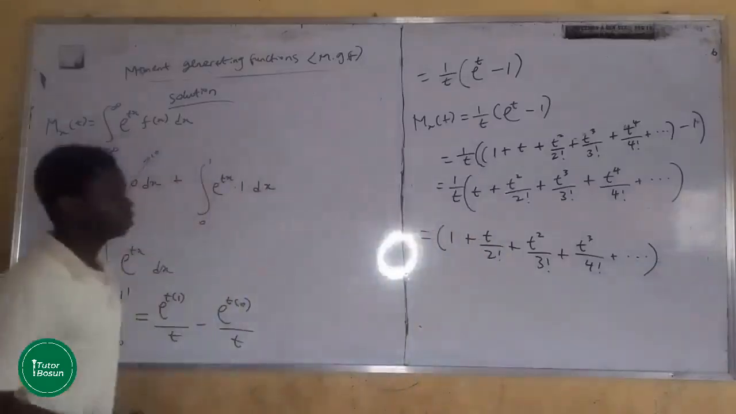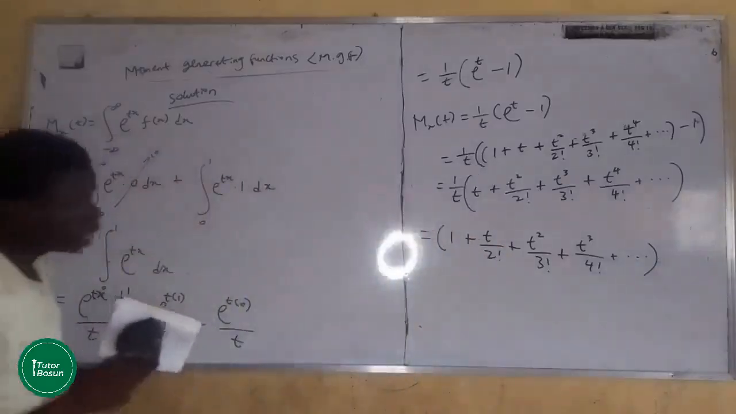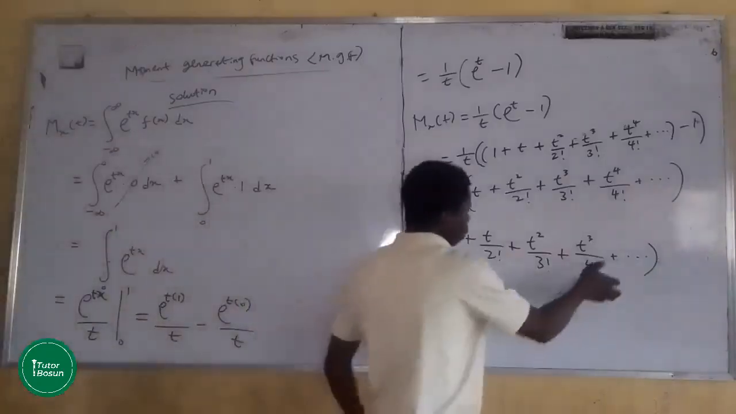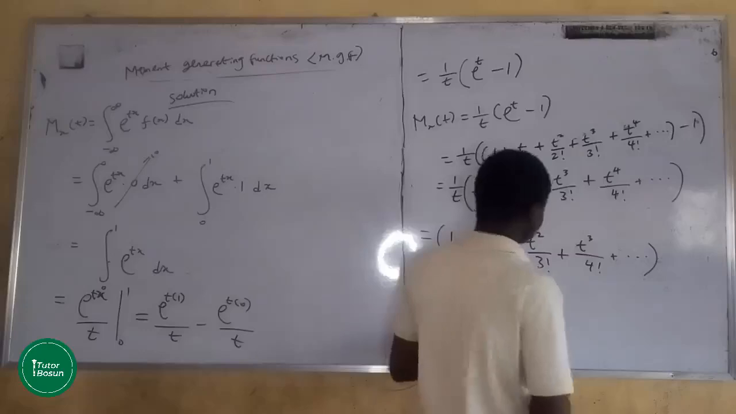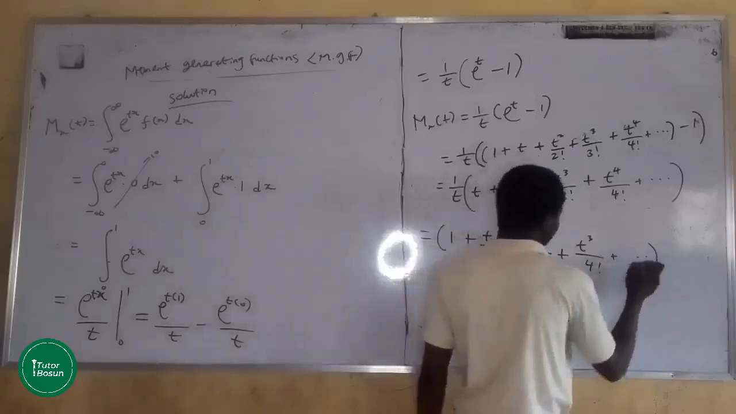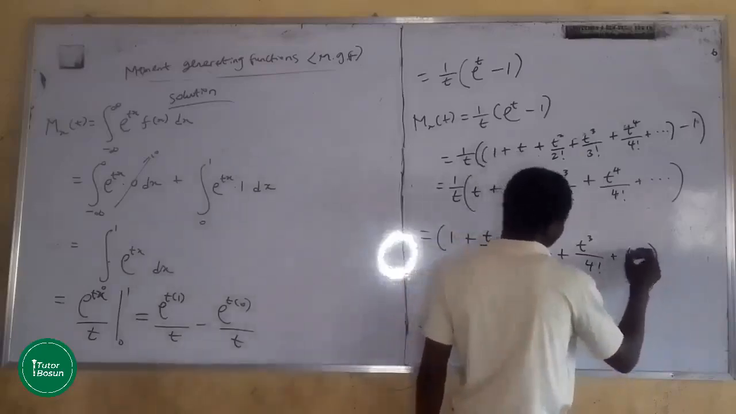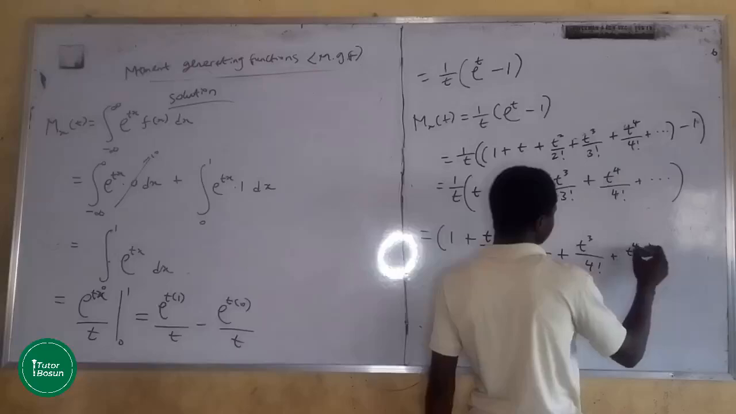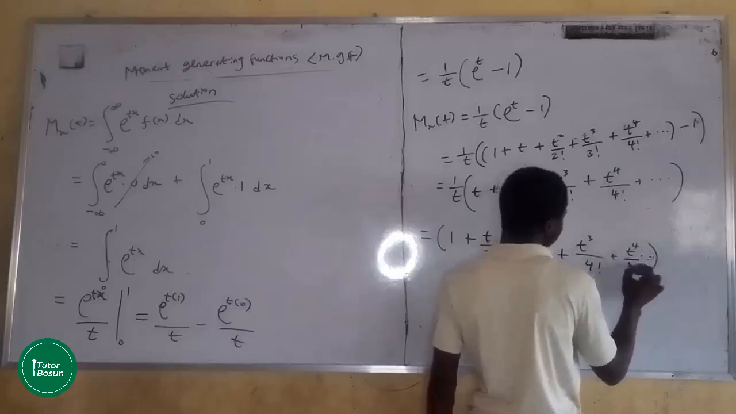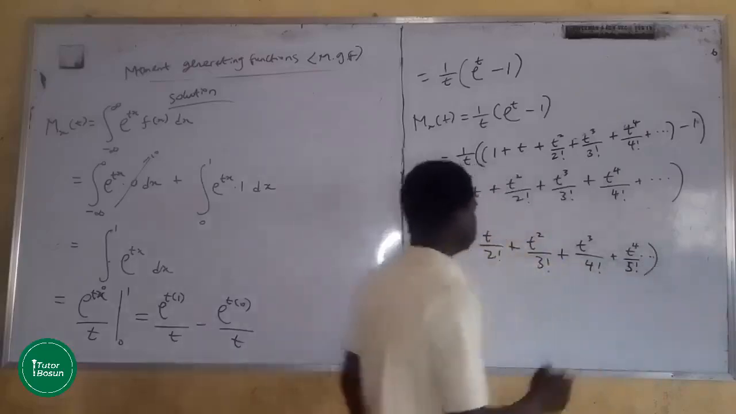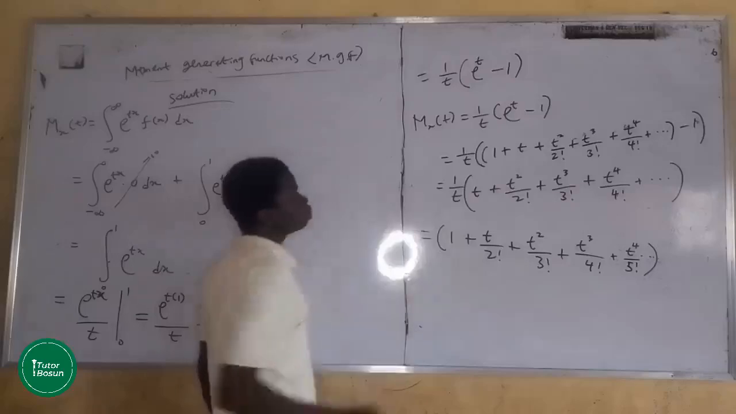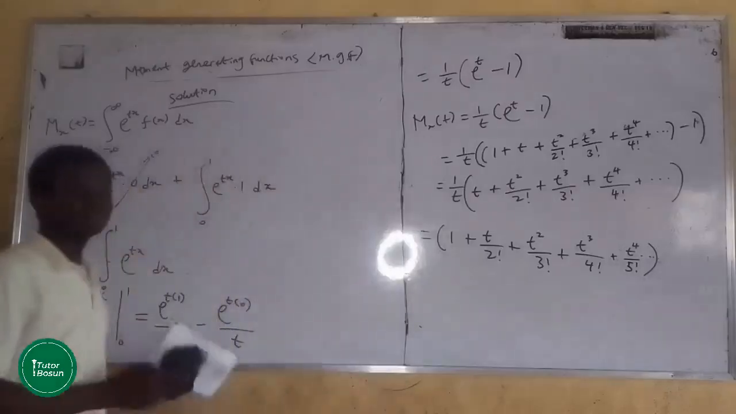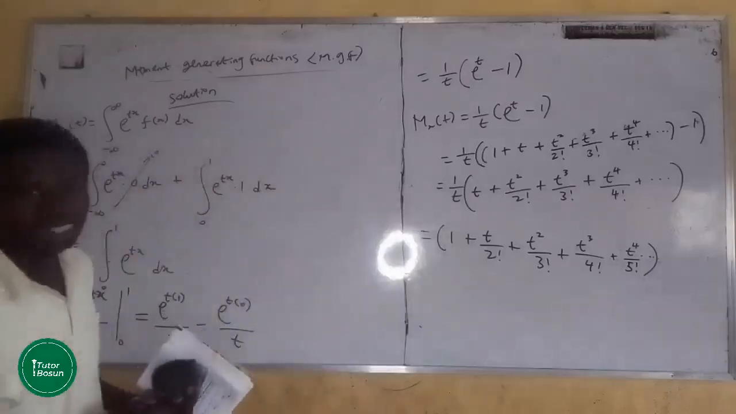So that's about that expression, and you can decide to write it further. You can write it up to 5. If you write it up to 5, in this same pattern, it will be t raised to power 4 over 5 factorial. So we have been able to get our moment generating function in the form of a series.